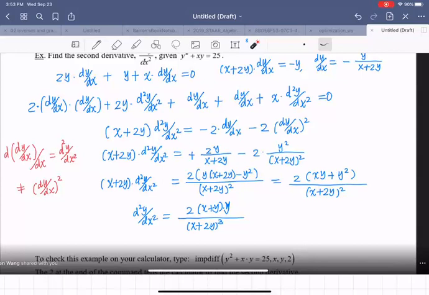When you finish doing this, I'm going to show you the power of using our TI-Nspire to do this, okay?